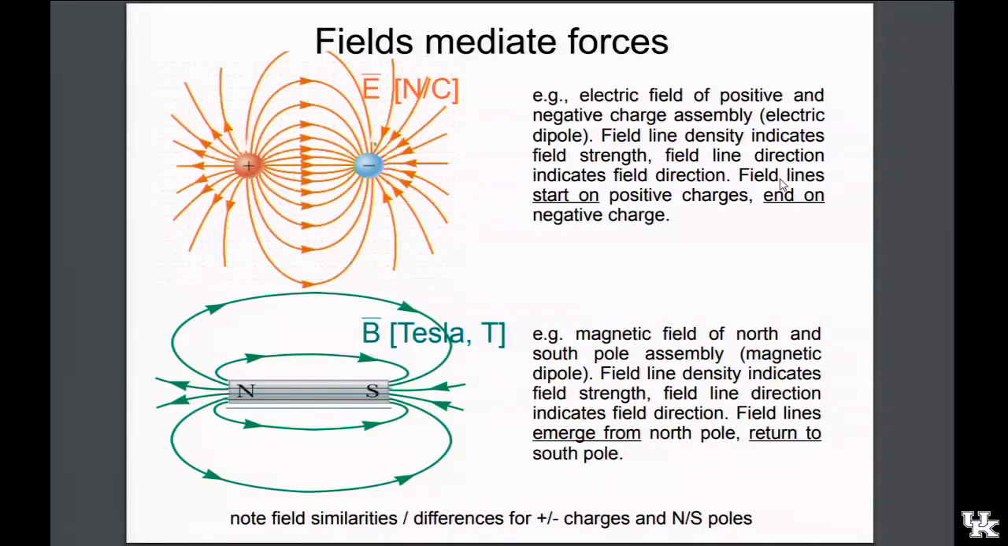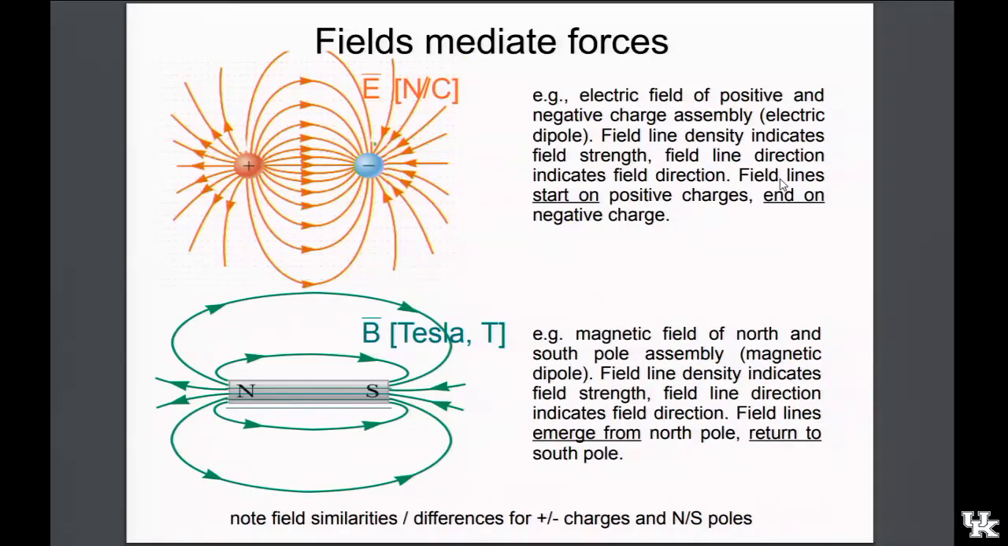The difference is that if you look at the upper slide for the electric field lines, they have ends to them. So they begin on the positive charge. They emerge from the positive charge, and they end on the negative charge. So they have beginnings and ends. But if you look at the magnetic case, the magnetic field lines don't have beginnings and ends.